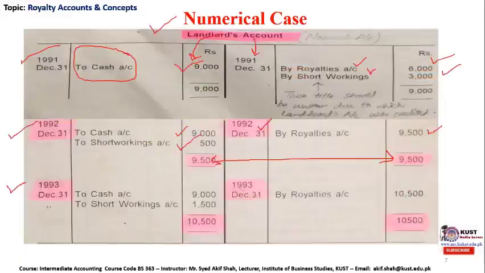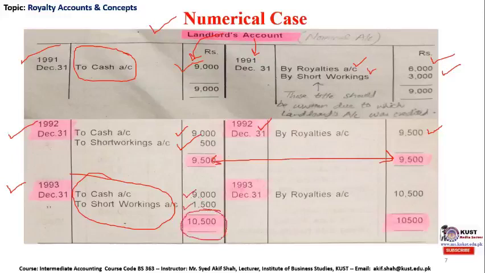And here it is the landlord third entries. It was debited because of the cash payment and short working by 9,000 and 1,500, and in total the landlord account was debited by 10,500. Similarly, the landlord account was credited by 10,500 because of the royalty in December 31st, 1993.